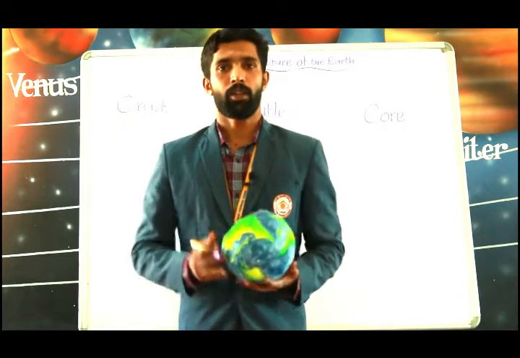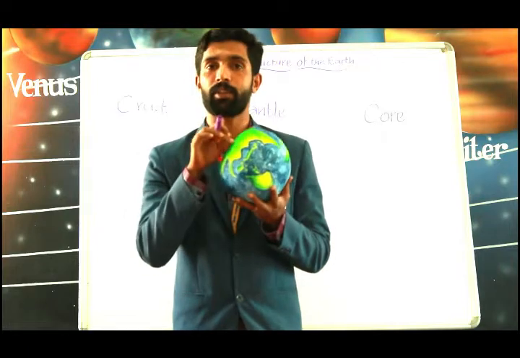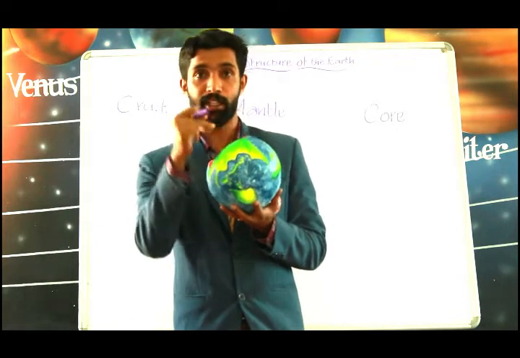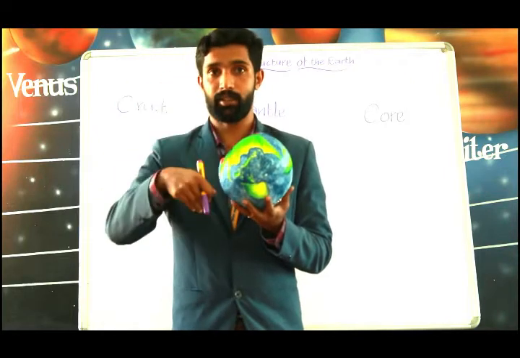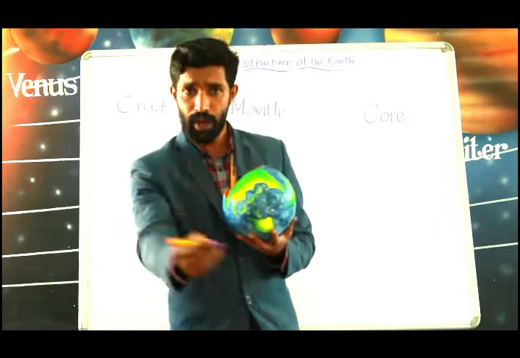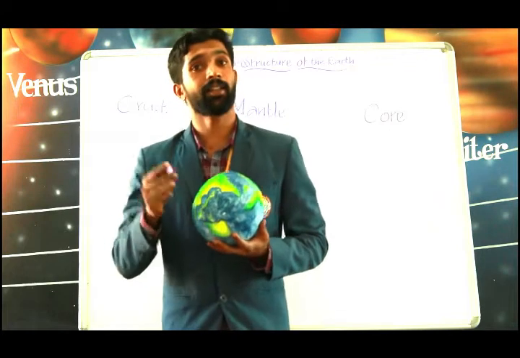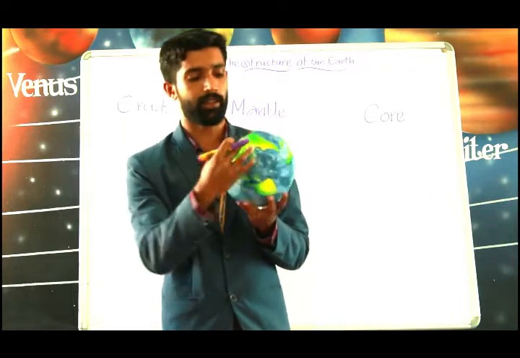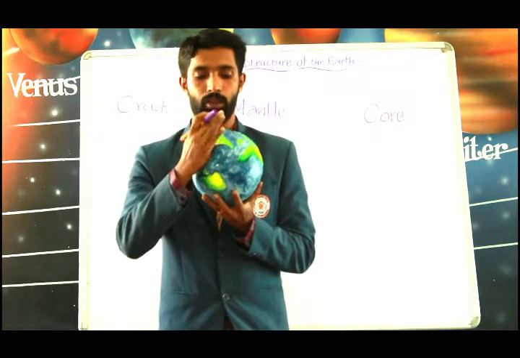Yeah, very good. So the thickness of the crust varies from 5 to 8 kilometers beneath the oceans and to an average of 35 kilometers under the continental mass. Okay, what is continental mass? Wherever we can see the land, and another area are known as oceans.